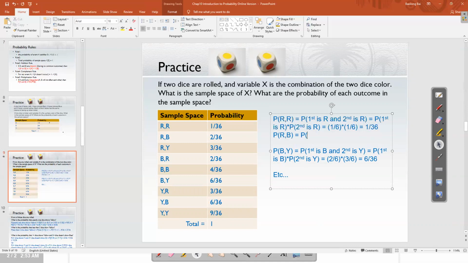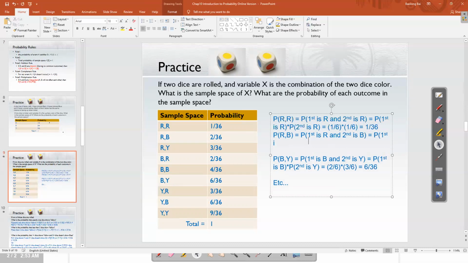That will be the probability that the first die is red and, at the same time, the second die is blue, right? Then it is "and" connecting them, so we need to use the multiplication rule. So the probability the first die is red times the probability the second die is blue, right? So what's the probability the first die is red? 1/6. You have 1 out of 6 faces as red, right?